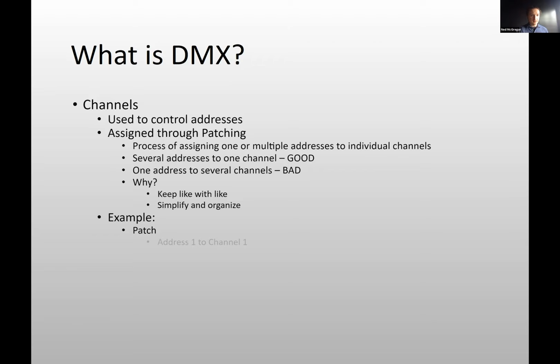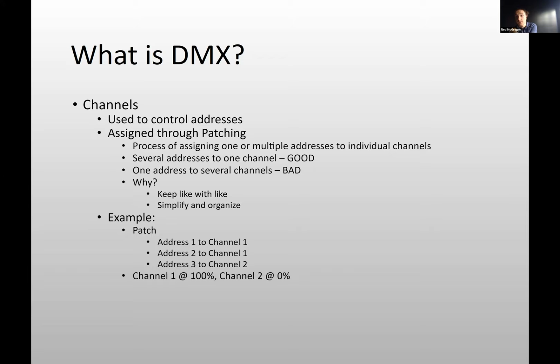So here's an example. If I patch address one to channel one, address two to channel one, and address three to channel two, and then I say channel one at 100%, channel two at zero, what is going to come out of the back of the fixture? If you look at the way the patch is set up, address one is going to come out at 100%, address two is going to come out at 100% because they're both patched to channel one, and address three is going to come out at zero because that's patched to channel two.